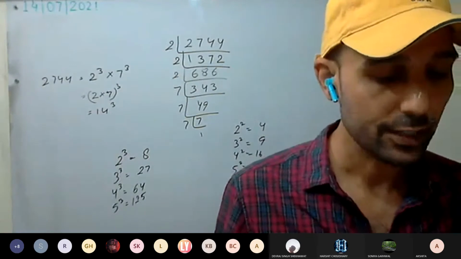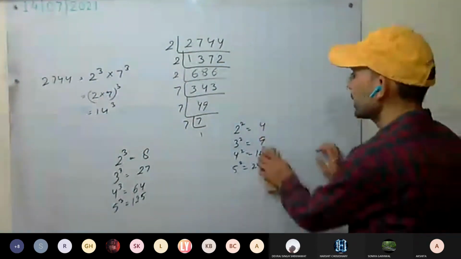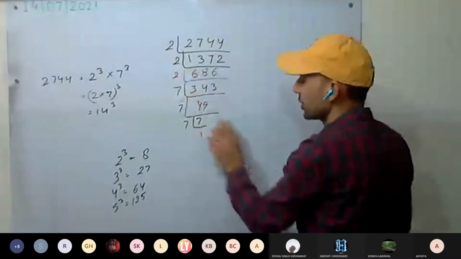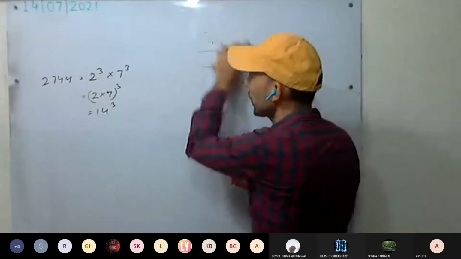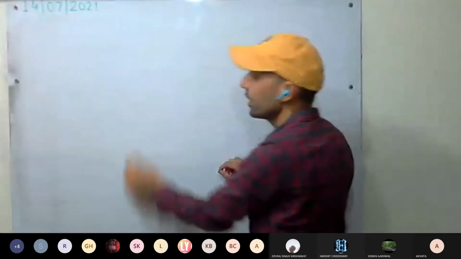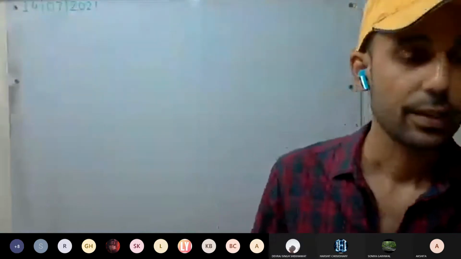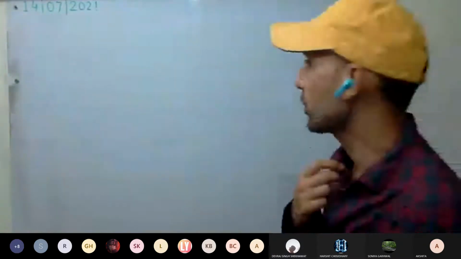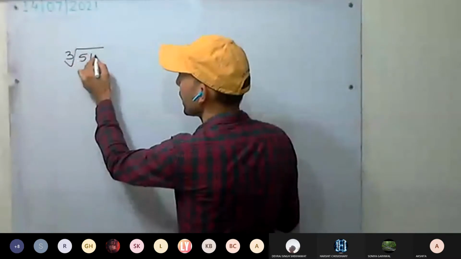Now we start finding the cube roots. How to find the cube roots? That is by factorization. By prime factorization you have to find. So in cubes, what we do? We multiply the number by itself twice, that is, the number repeats 3 times. Now, for example, we have to find the cube root of 512.